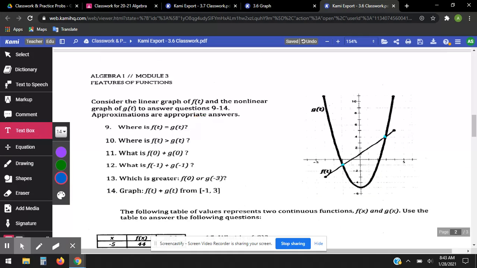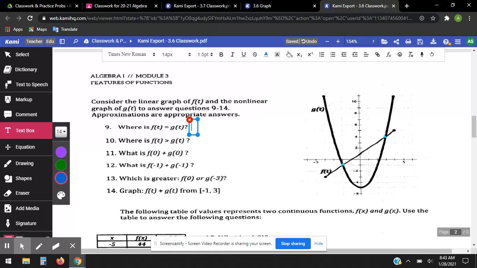And those points are approximately -2, comma, -1, and 3, comma 4. Both of those points is where they are pretty much equal to each other.